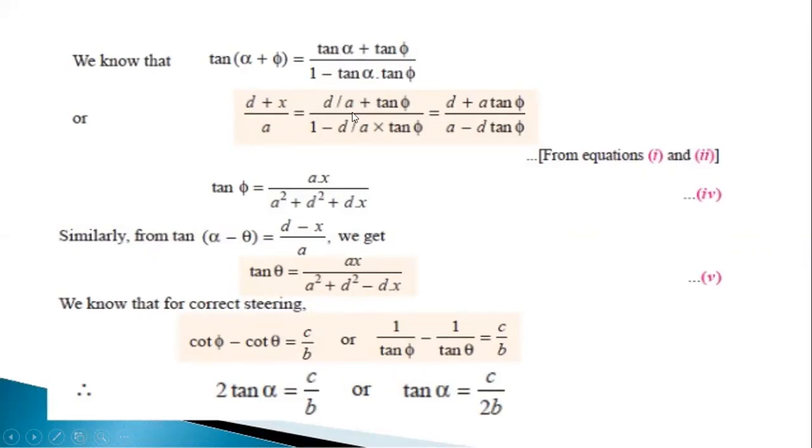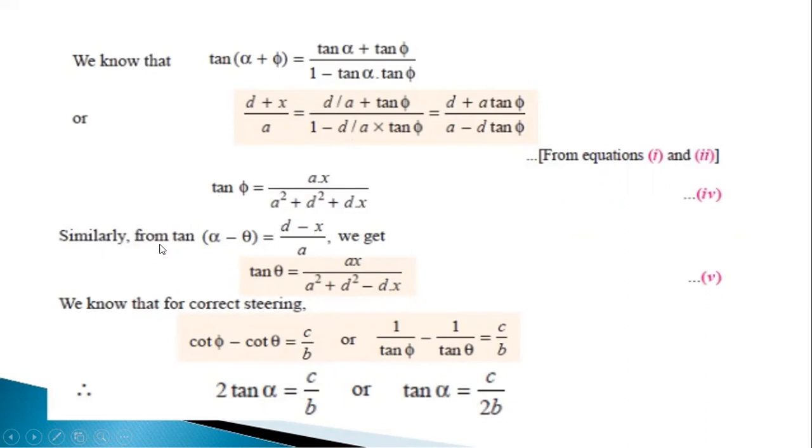tan alpha is taken as d by a plus tan phi, and 1 minus tan alpha is taken as 1 minus d by a into tan phi. So after cross checking these values, we get (d plus a tan phi) by (a minus d tan phi). So this is the total value obtained from equations 1 and 2. And tan phi is equal to ax by (a square plus d square plus dx). So by substituting the values in the position, we obtain this equation, and it is the fourth equation.